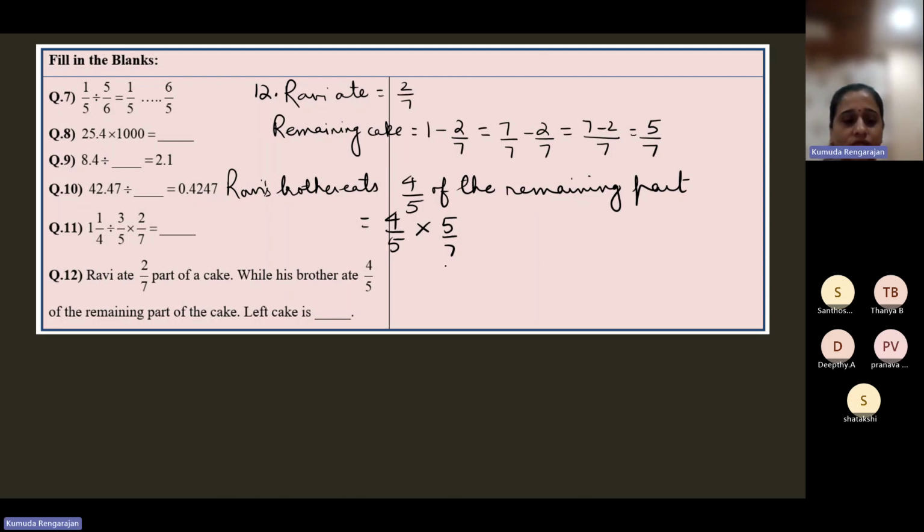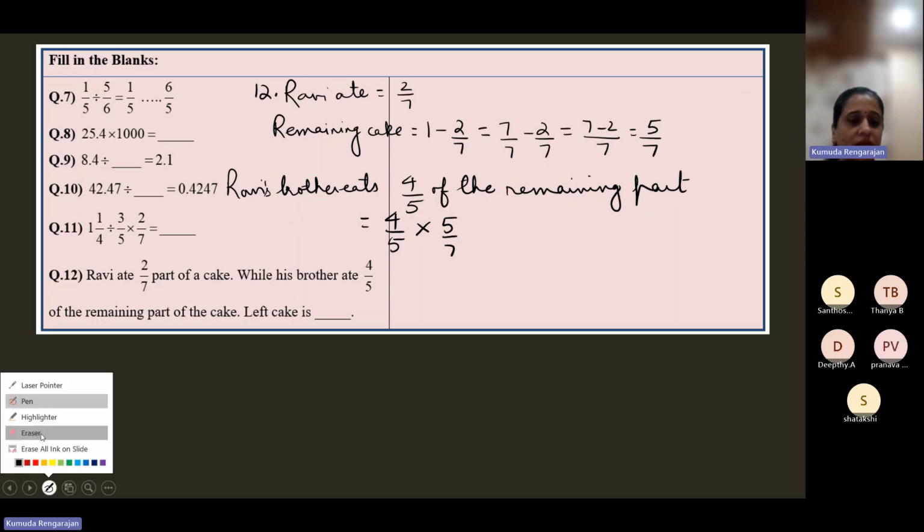Brother eats how much? 4/5 of the remaining part. So write 4/5 as it is. Of means into; of stands for multiplication. And what is the remaining part? 5/7. Just replace the words with the relevant numbers or operations. The word of is replaced with the multiplication symbol, and the words the remaining part are replaced with 5/7, because that is the remaining part.